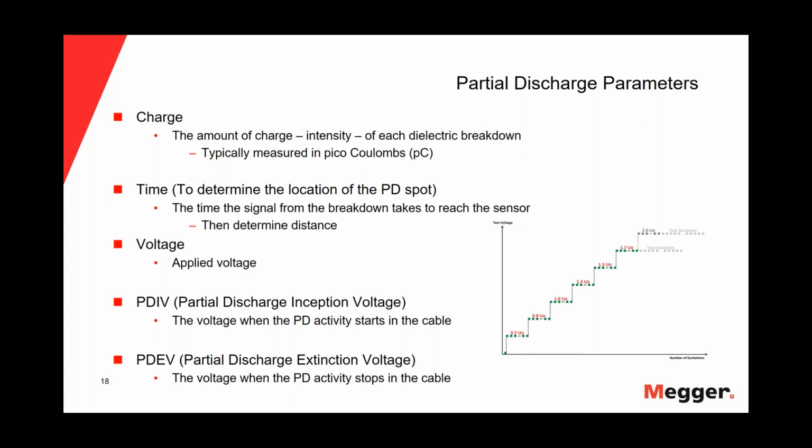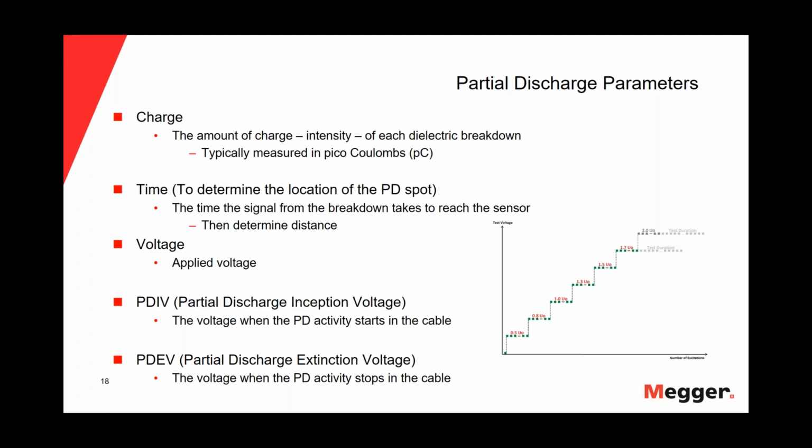What parameters will we measure during a partial discharge test? Well, the charge, of course, the amount of charge, the intensity of each dielectric breakdown, and we will typically measure in picocoulombs. It could also be nanocoulombs, but typically it will be picocoulombs. We will also measure the time the signal from the breakdown takes to reach the sensor, and then we will determine the distance to the partial discharge spot.